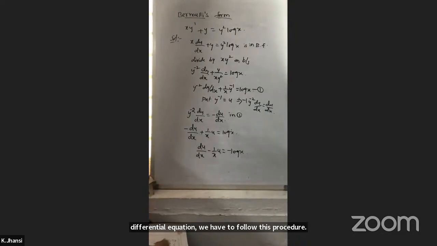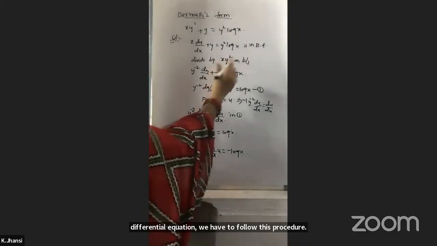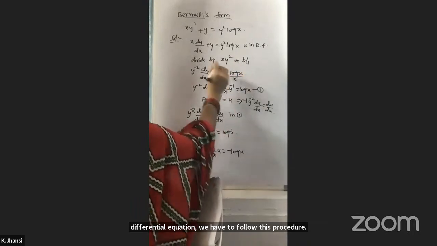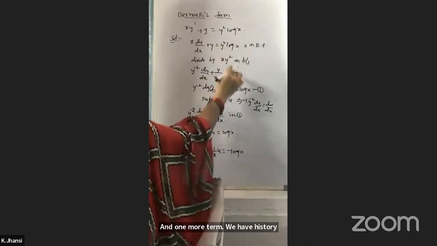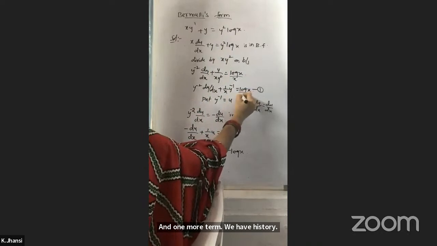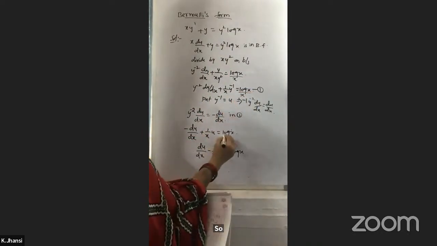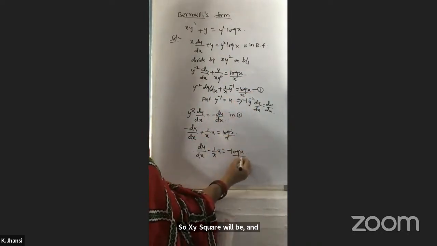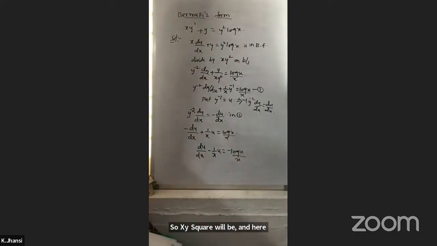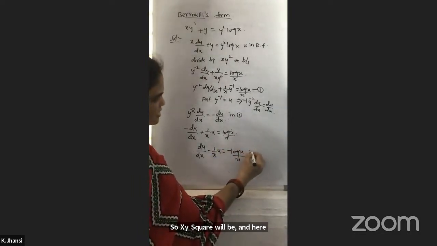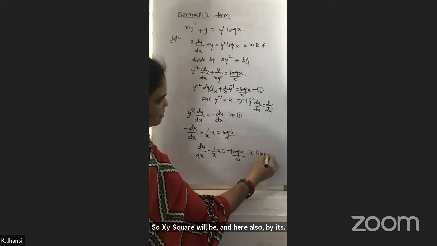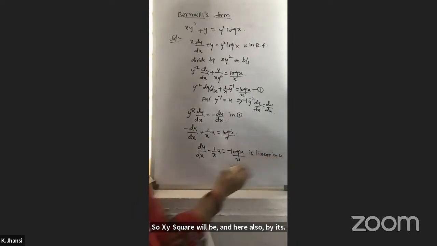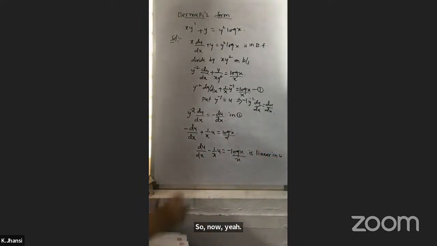And one more term we have missed. What is that? Here x will come. So x y square will get cancelled, but x will be there here. So divide by x, and here also by x, and also by x. So now it is linear in u. Here the variable is u. So now what do we have to take?